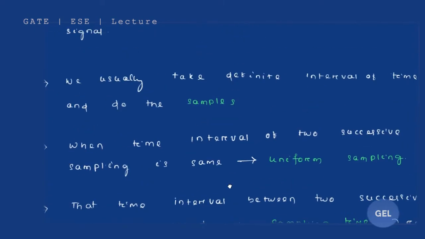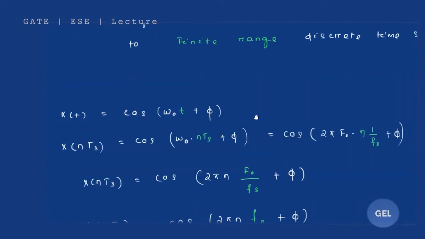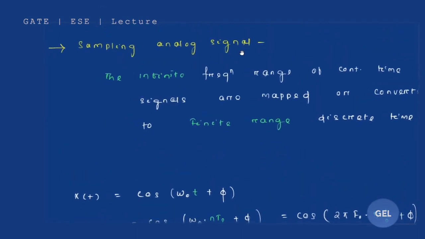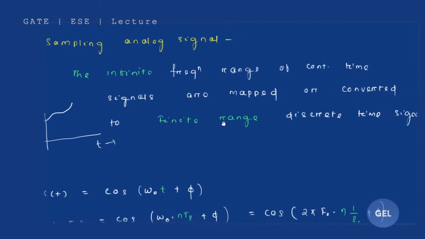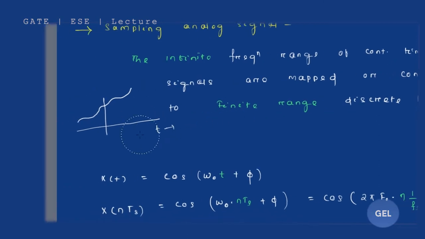Okay, now let's get into a slightly more interesting concept. Look here carefully. Sampling of an analog signal. What does that mean? Listen to this carefully, this is very important. When you have a continuous time signal, it has a time range, and if you reverse this value, it has a frequency range. The frequency range of continuous time signals is mapped or converted to a finite range. So basically in a continuous time signal, your frequency range is minus infinity to infinity, it is unlimited.